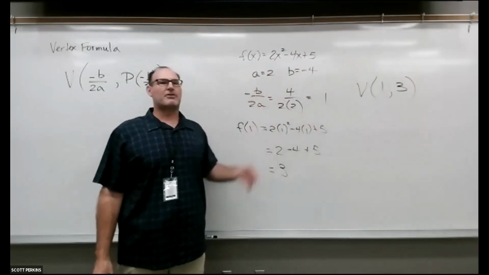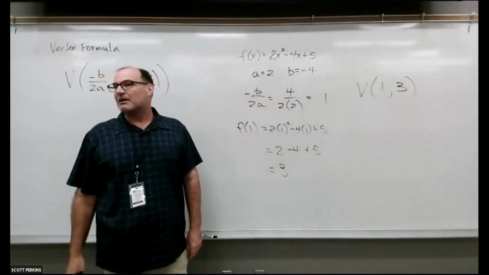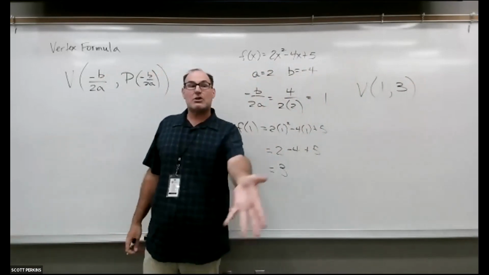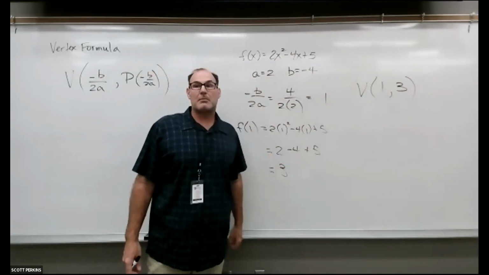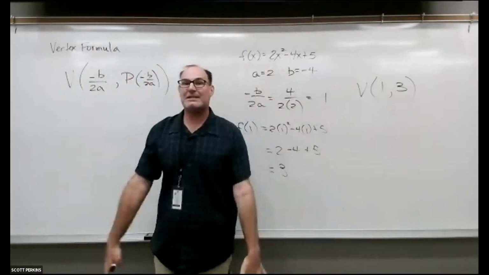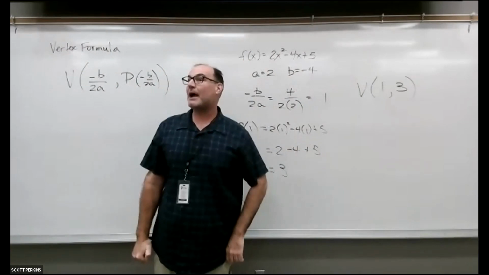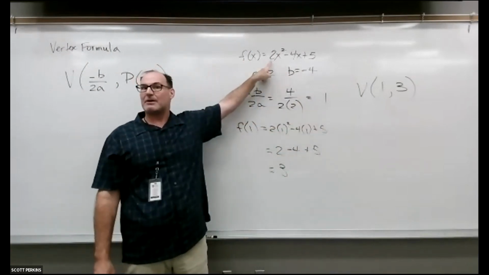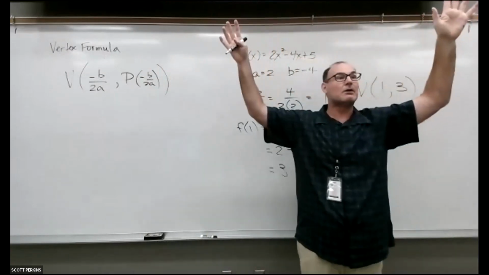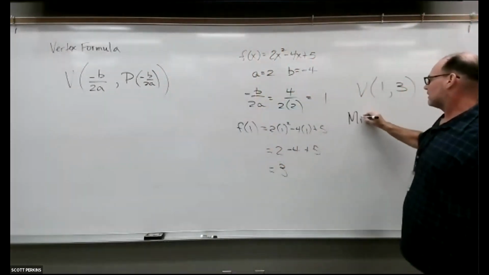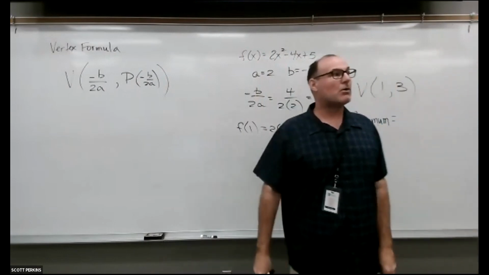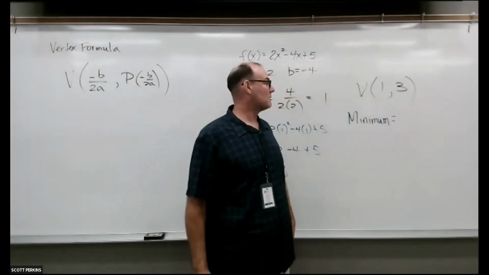This also works well if your vertex is going to be a fraction or a decimal of some sort. So I also ask you here, does it have a maximum or minimum value? First tell me, this parabola right here, is it pointing up or is it pointing down? How do you know it's pointing up? It's positive. So since it's pointing up, that means I have a minimum. And the minimum value is just that lowest y coordinate, which is 3.